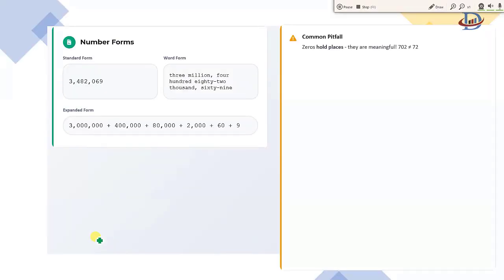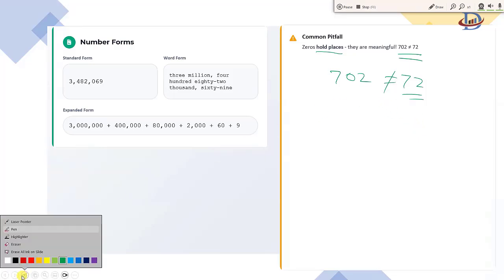This is where most people make a mistake. As I still insist, 0 still holds the place value, but the digit value itself is 0. So like you can see 702, we cannot say 72. We say 702. Without this 0 here, it is 72. But because of this 0, it is not the same. Okay?